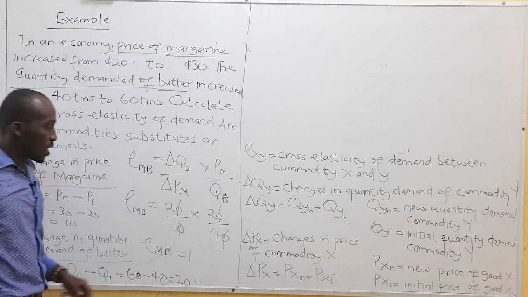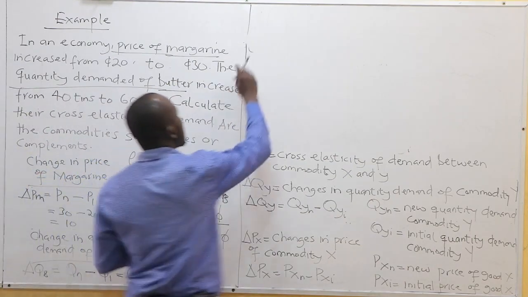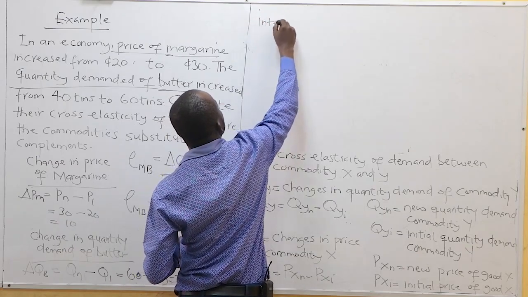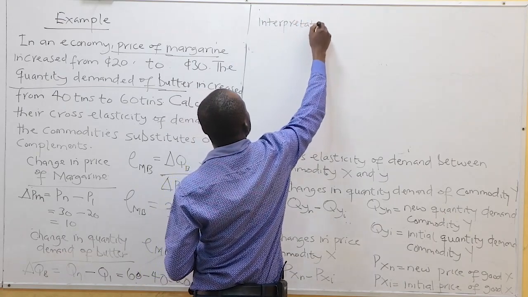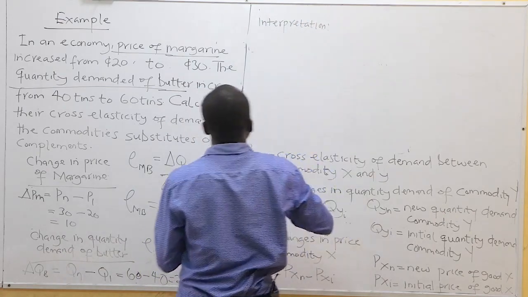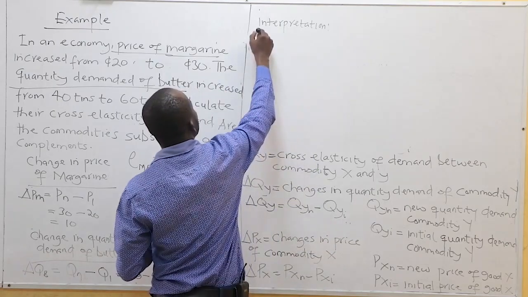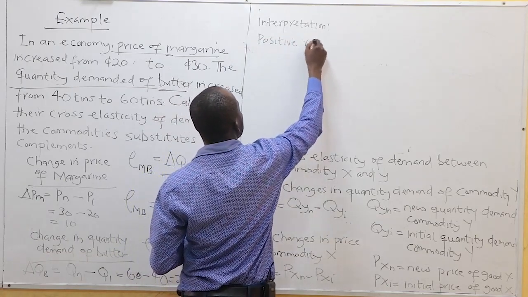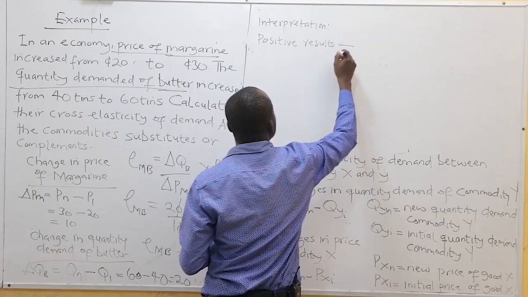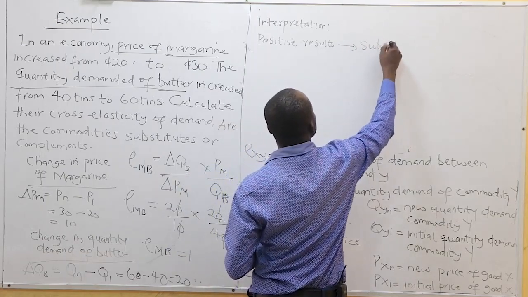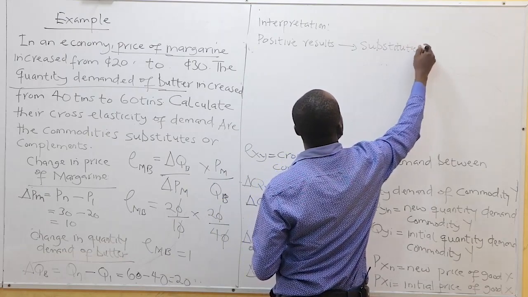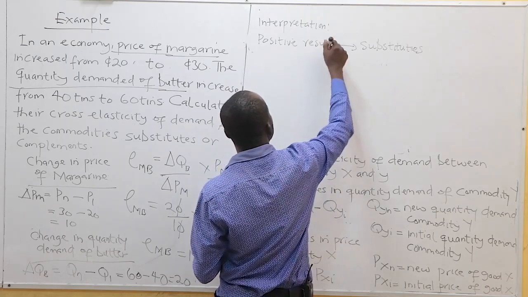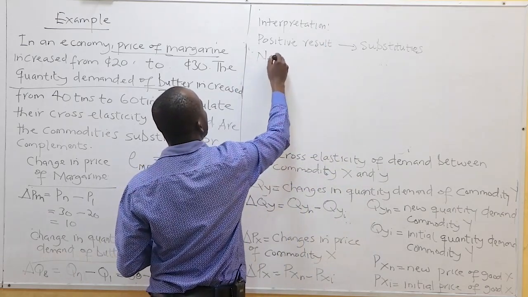So it's equal to what? 1. With cross elasticity, the interpretation: when you get positive results, it means they are substitutes. When you get negative results, it means they are complements.